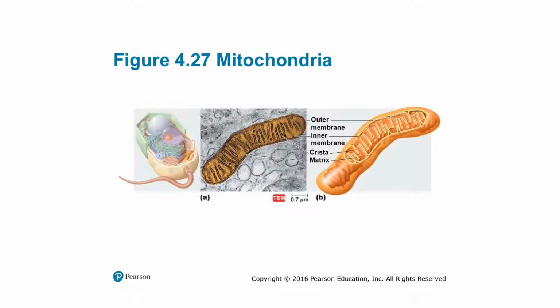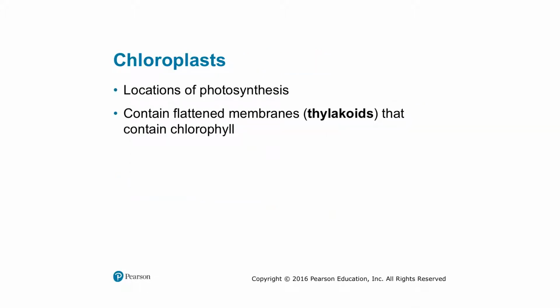So here you can see the mitochondria, you can see that inner membrane and the outer membrane there, and so this is very important for production of ATP inside your cell. The chloroplasts are locations of photosynthesis, and these contain flattened membranes called thylakoids that contain chlorophyll.